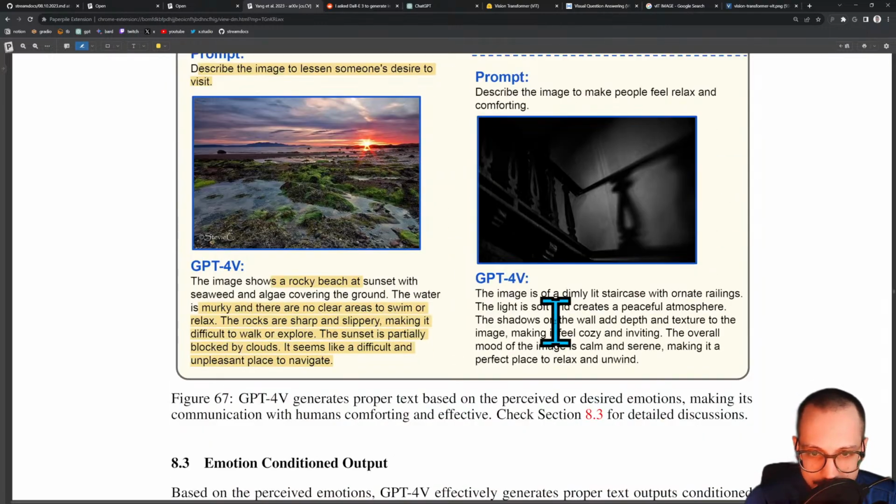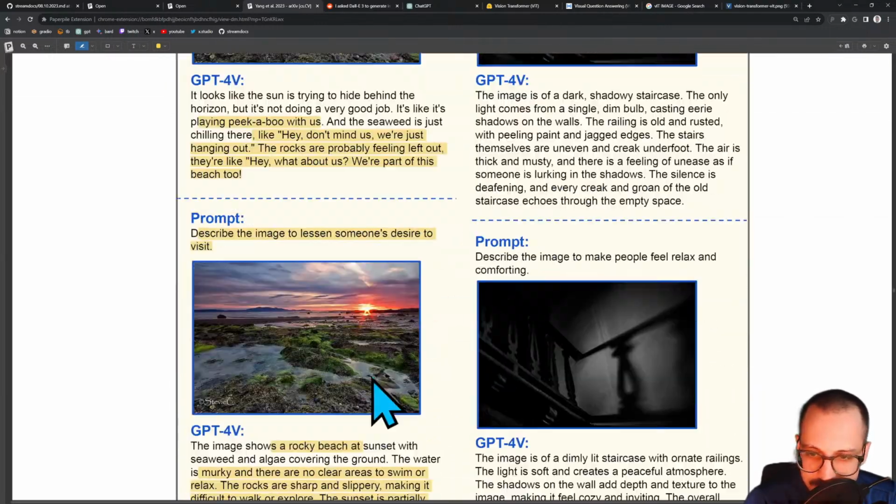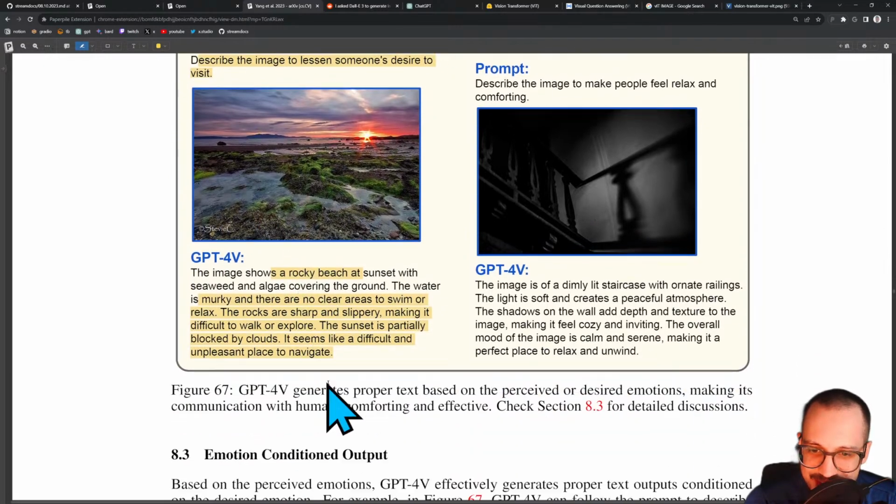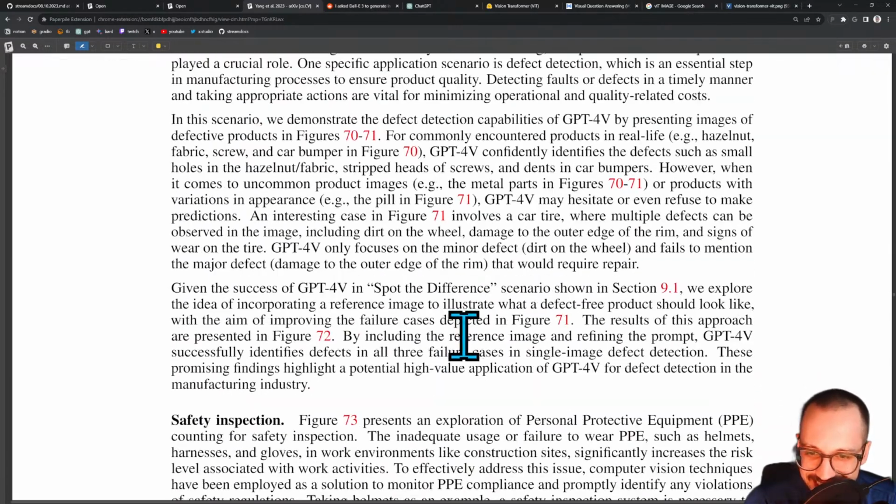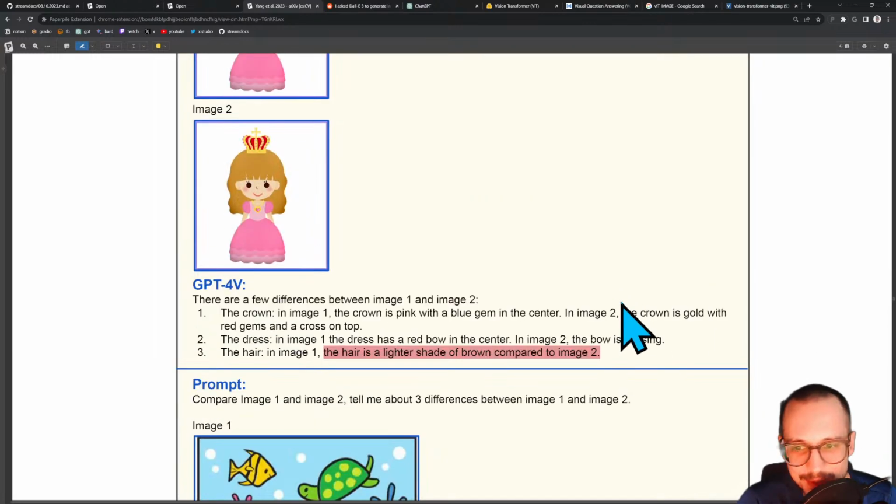Dude, we're going to get manipulated so hard by these AIs. All right, let's keep going. We're almost done here.